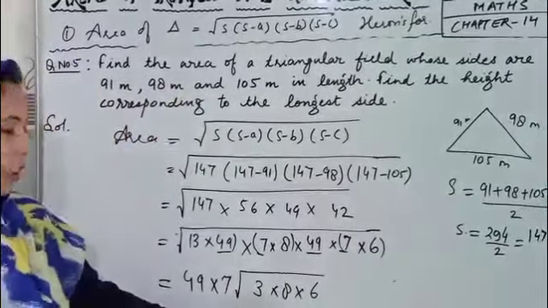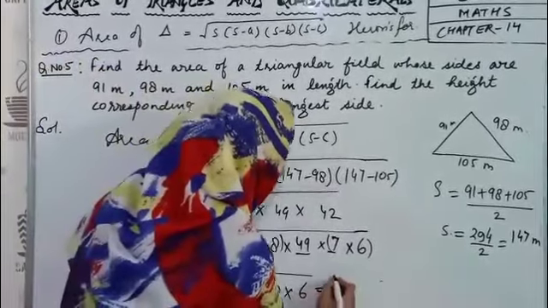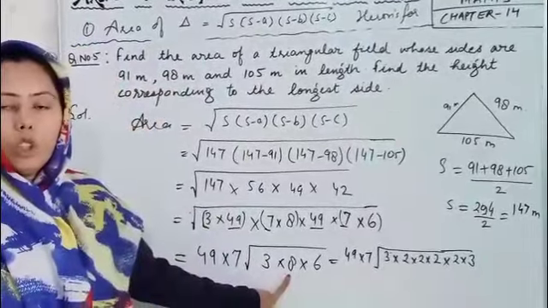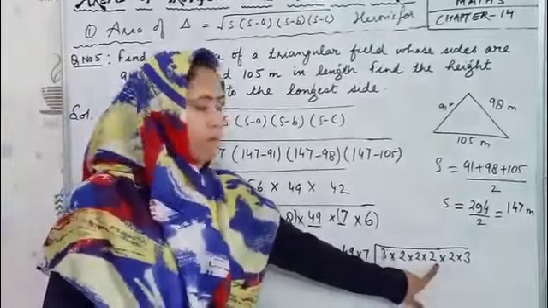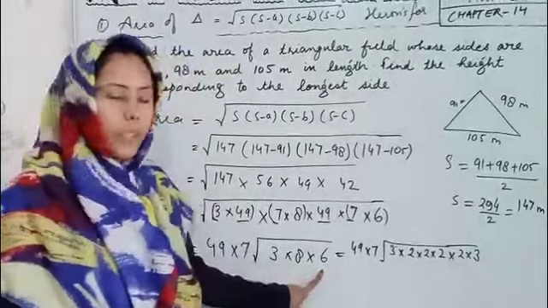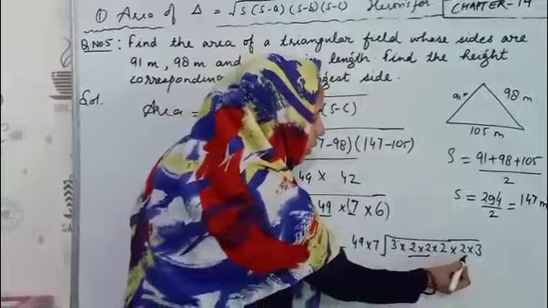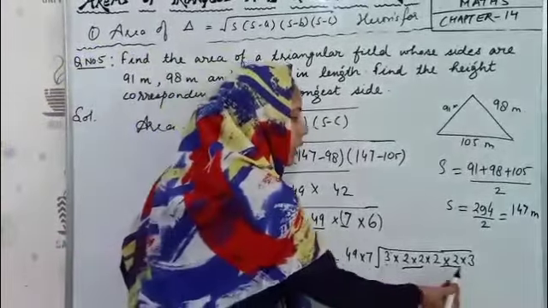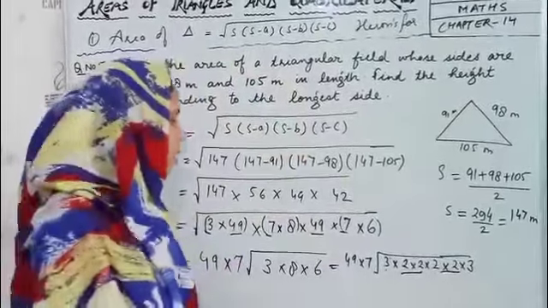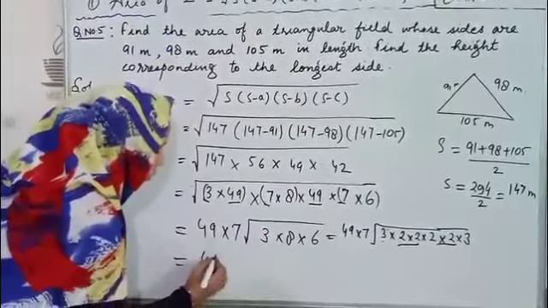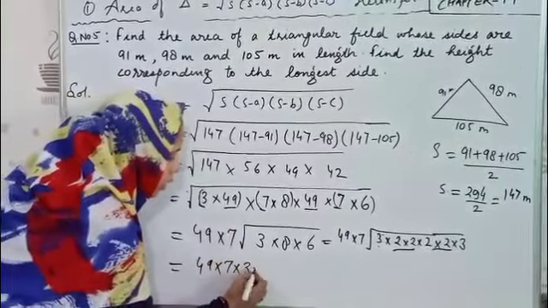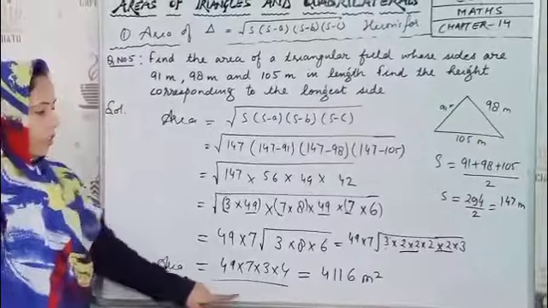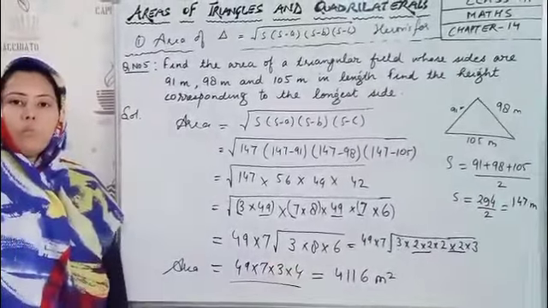We'll again make factors of it. 3, 3. 8 means 2 cube. Then 6 means 2 into 3. How many 2's are we having? That means 4 square. Square and square root cancel. So 4 will come out and 3 square. So 3 will come out. So it will become 49 into 7 into 3 into 4. Now we will multiply it. So area of this field will be 4116 meter square.